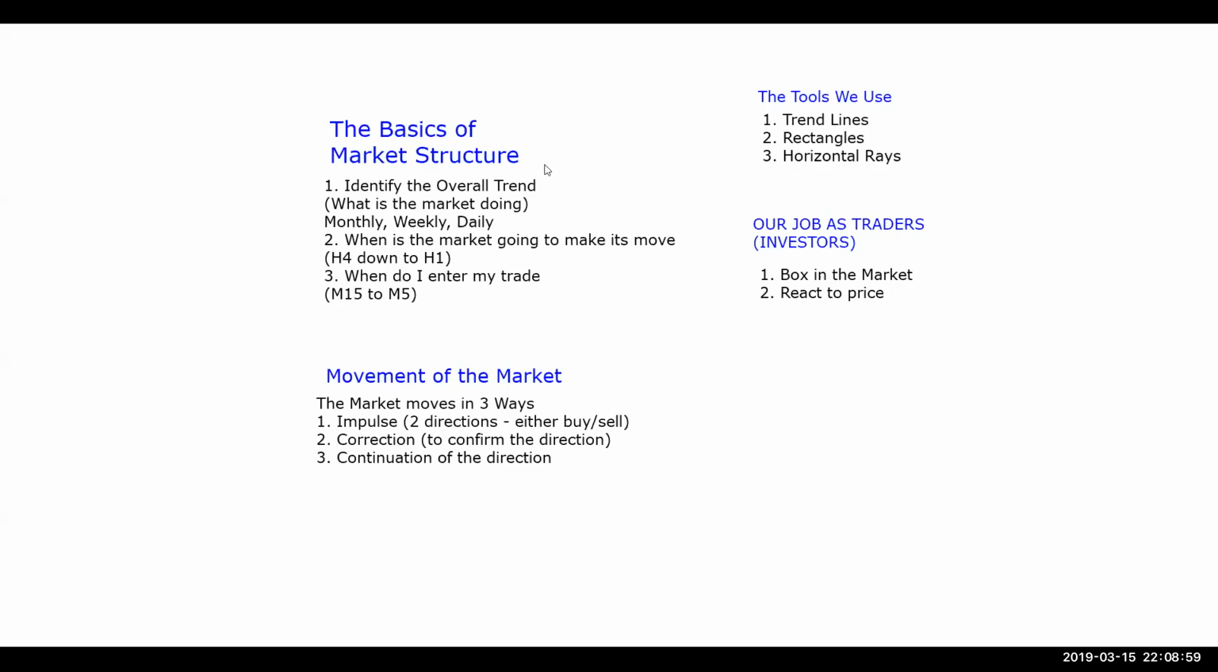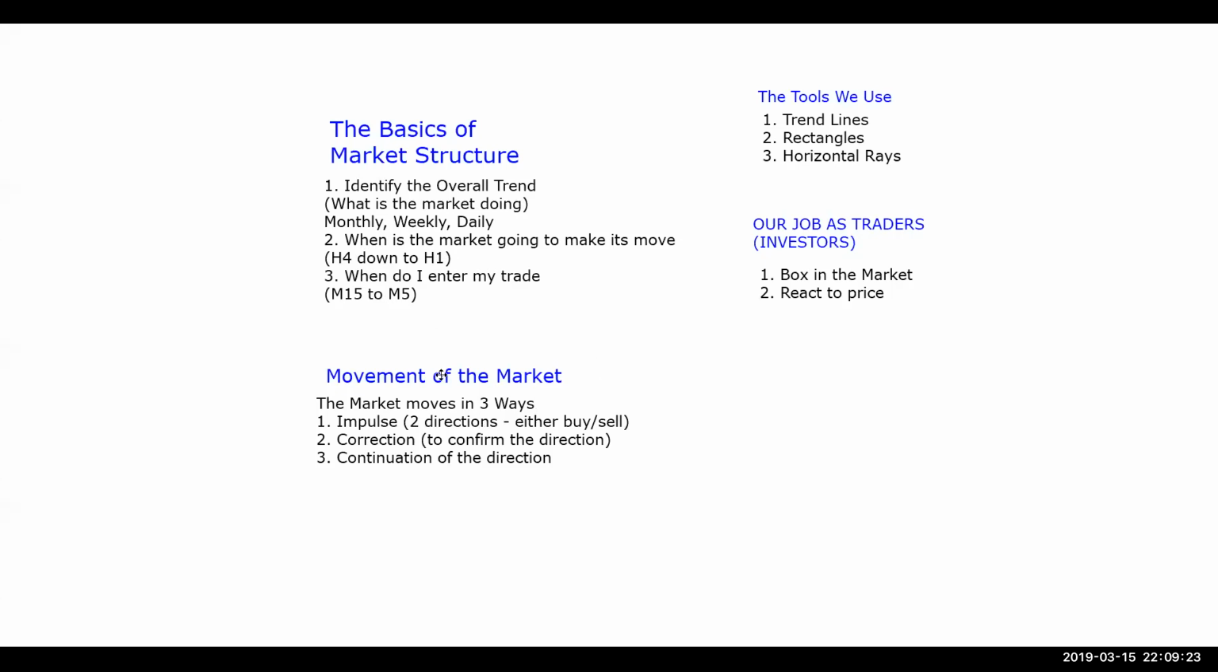All right, the basics of market structure. These are some basic rules. We identify the overall trend of the market, and that's what is the market doing. And we look at that on the monthly, weekly, and daily. Number two, when is the market going to make its move? We look at that on the 4 hour down to the 1 hour. And when do I make my move or enter my trade? We look at that on the 15-minute down to the 5-minute.